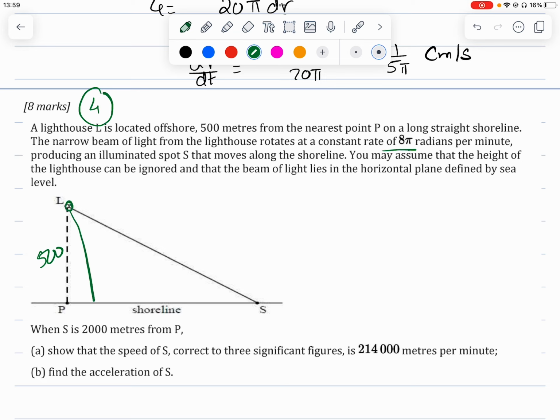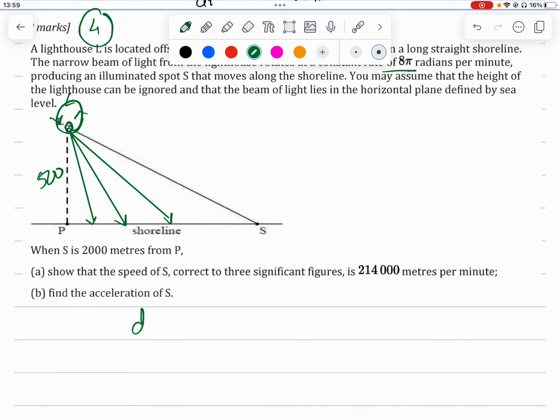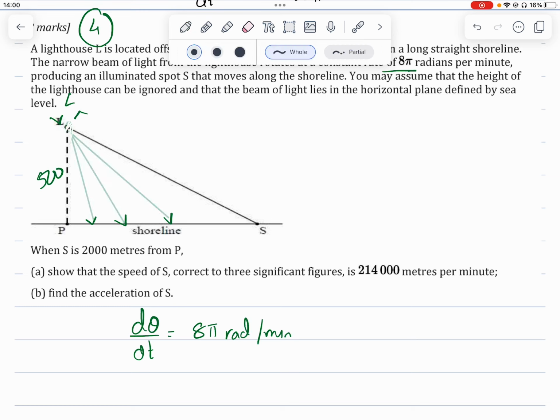If the angle is less, the light comes and hits over here. If it is a bit more angle, it hits here. And if the angle is increasing, it is hitting in this way. So it is rotating at a rate of 8 pi radians per second. So d theta upon dt. The angle is 8 pi radians per minute. Calculate. See that you are using the exact units. Now, so this angle is going to be theta.